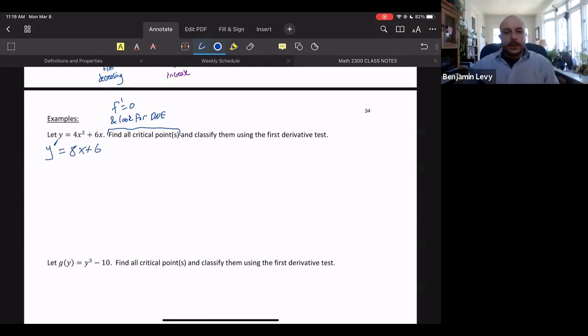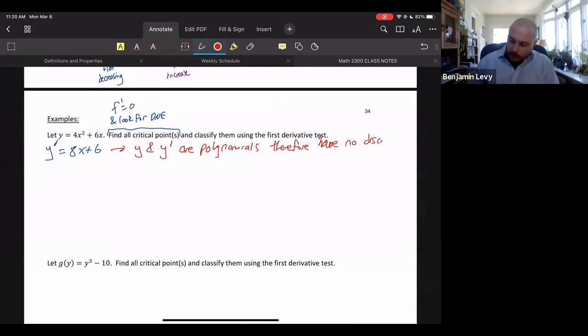Let's just go ahead and get the discontinuities out of the way. We've got polynomials, so they don't have discontinuities. We learned that in the continuity section, right? Polynomials are continuous everywhere. Let's just make that note. So y and y prime are polynomials. Therefore, no discontinuities. And we're not going to worry about those until we get our feet under us with respect to this stuff. We're just going to look at some polynomials, which is the important part, right? That's the calculus part of this.